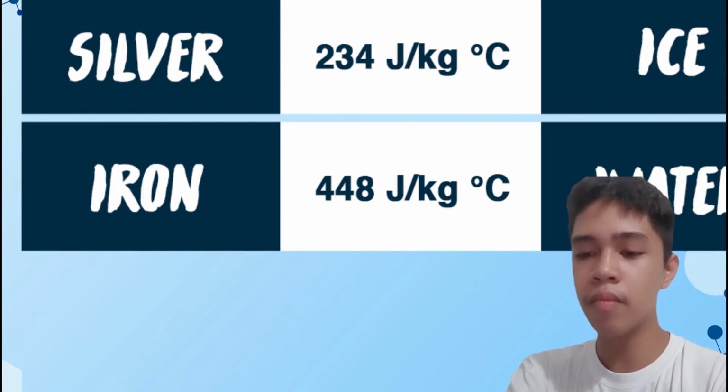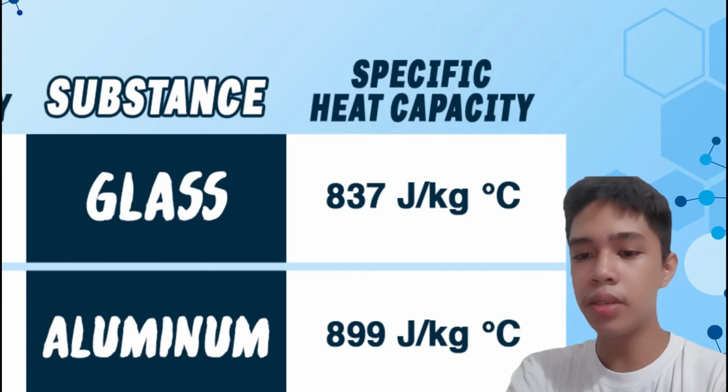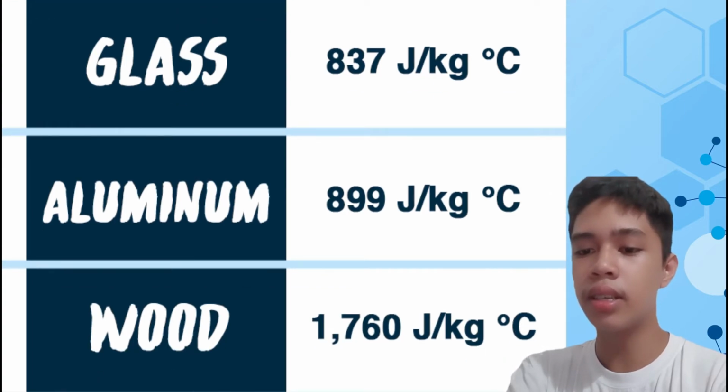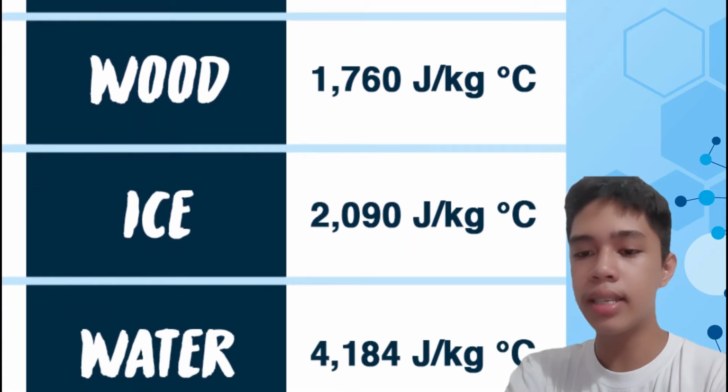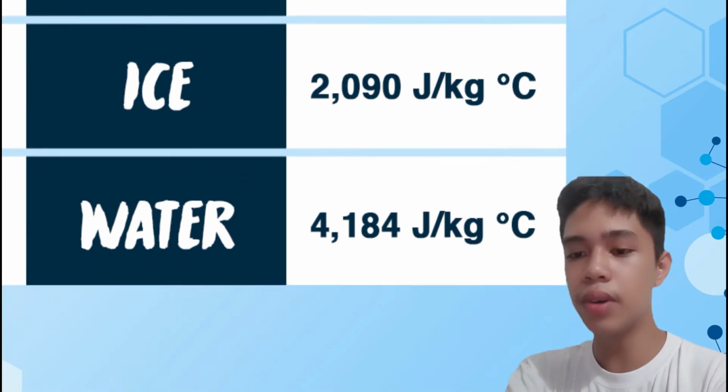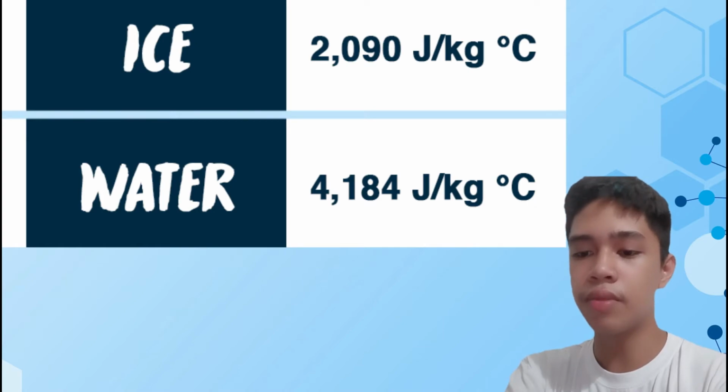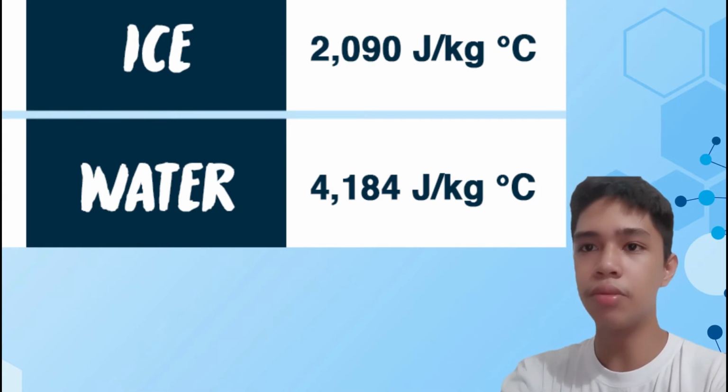glass 837, aluminum 899, wood 1060, ice 2090, and water 4184 joules per kilogram per degree Celsius.